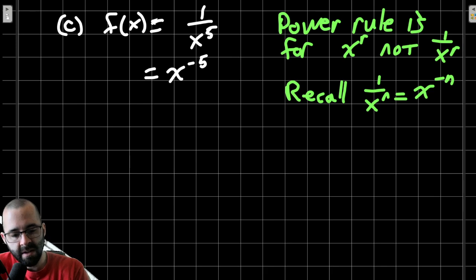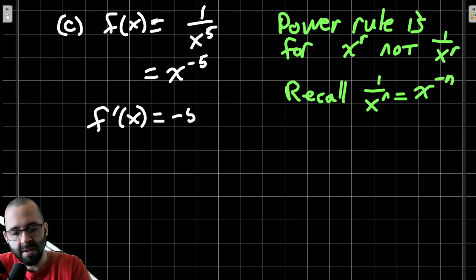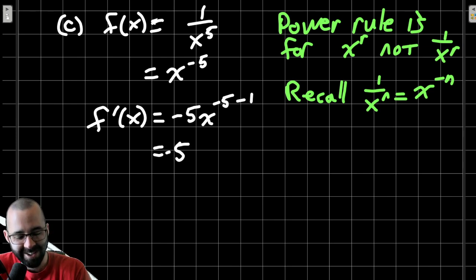So once we have it written in this form, we can now take the derivative. So we'll have f prime of x is equal to, use the power rule. The exponent comes down. We have a negative 5. And our new exponent is the old exponent minus 1. So we have negative 5, oh, I almost dropped my negative again. That's going to be a real problem for me this semester. And subtract it. Well, negative 5 minus 1 is negative 6.